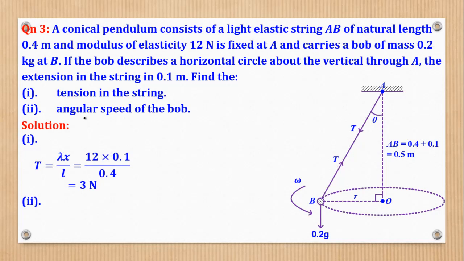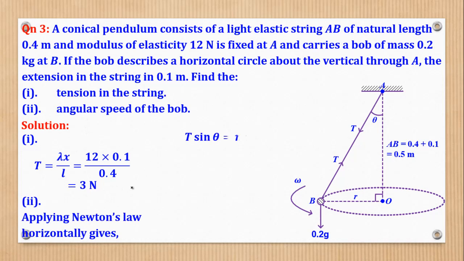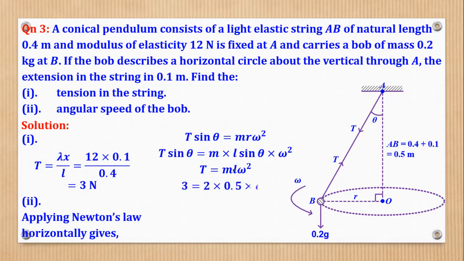Then Roman 2, they want angular speed. So applying Newton's law horizontally, you'll come up with T sine theta equal to m r omega squared. And know that r is L sine theta. So this will cancel to remain with T equal to m l omega squared. Therefore, substitute for T, for m, for L, and remain with this as the unknown. Simplify to make omega the subject, and that's what they wanted.